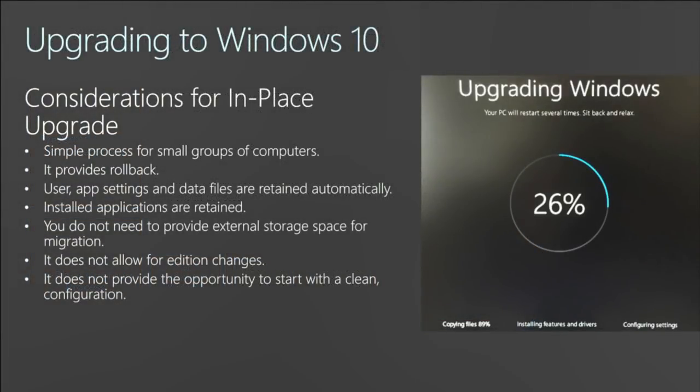Okay. So considerations for in-place upgrade. We're assuming that computers are eligible, the operating system itself, the applications, and we're moving to a like-for-like SKU. So that's another consideration. Going from Pro to Pro works, Enterprise to Enterprise works, but jumping up and down isn't always compatible. So do check on that.